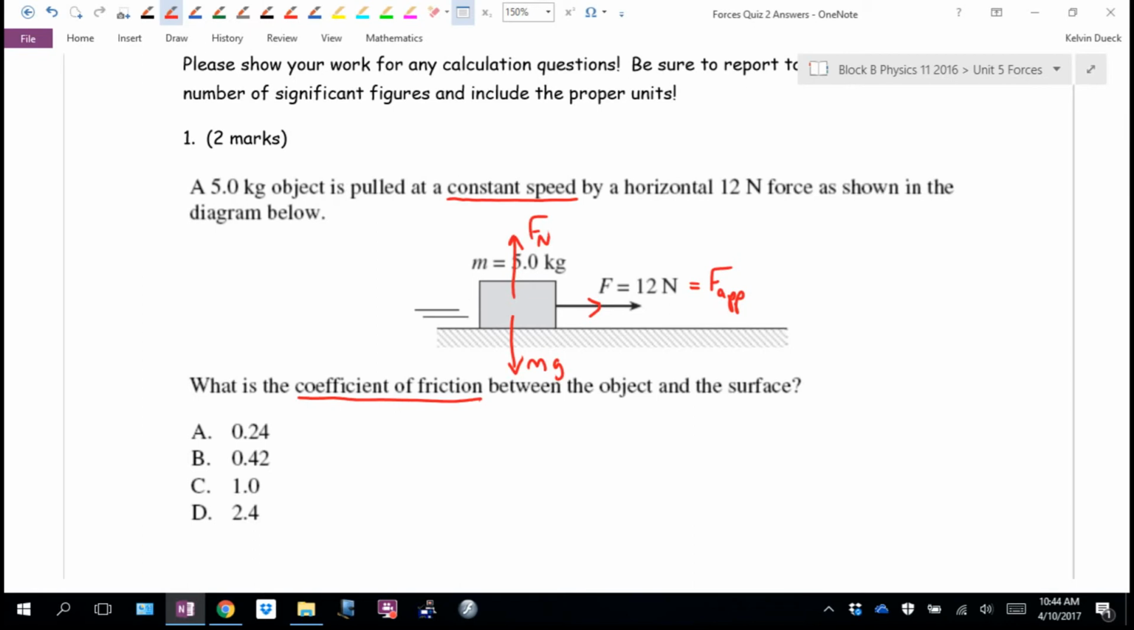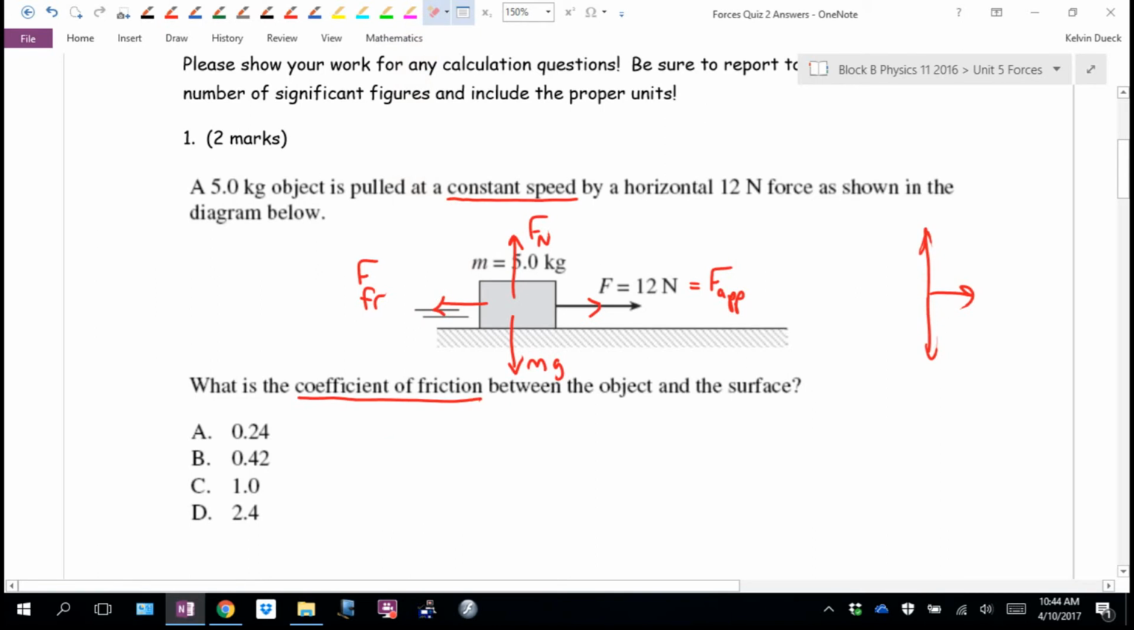Why would this diagram here be impossible based on the information? That's impossible to be a constant speed because of Newton's which law? First. Newton's first says if you're not accelerating, forces must be balanced. Okay? So there has to be a force this way, and that force, I'm pretty sure, is friction. And because we're at a constant speed, I can actually say friction equals F applied.